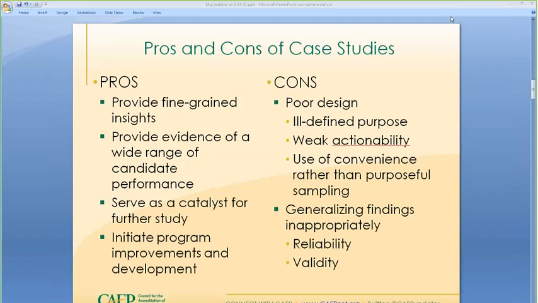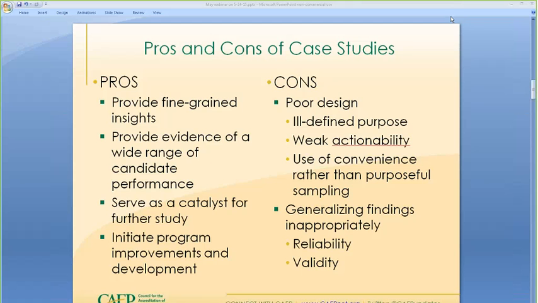They can definitely provide a wide range of advice if you were to do a case study of a particular aspect of your programs and select to focus on observing candidates in the classroom, for example. They can give you a wide range of evidence on candidate performance depending on how you've structured and planned your case study. Case studies are really good for serving as a catalyst for further study.